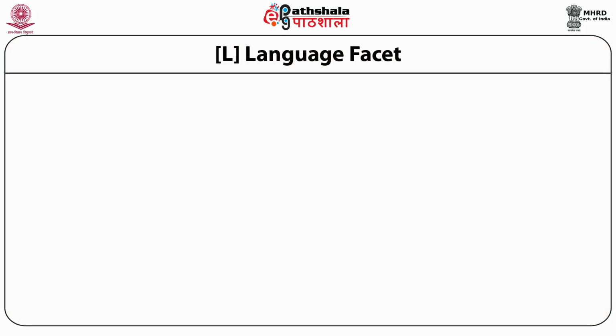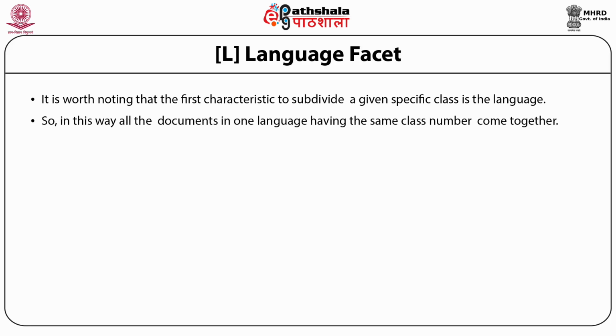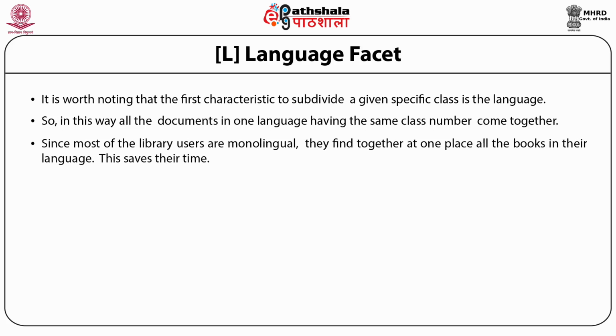Language facet. In the lengthy facet formula of the colon book numbers, the first facet is L, language. It is worth noting that the first characteristic to subdivide a given specific class is language. It's not the year. So in this way, all the documents in one language having the same class number come together. That is, the first division of the books having the same class is by language, not by any other criteria. Since most of the library users are monolingual, they find together at one place all the books in their languages. This saves their time.